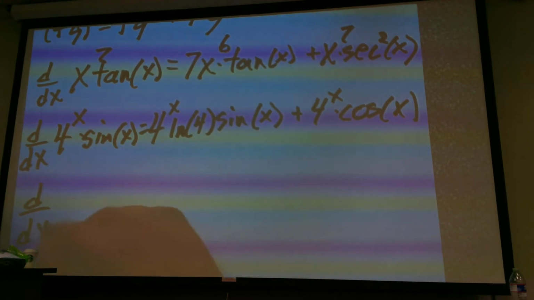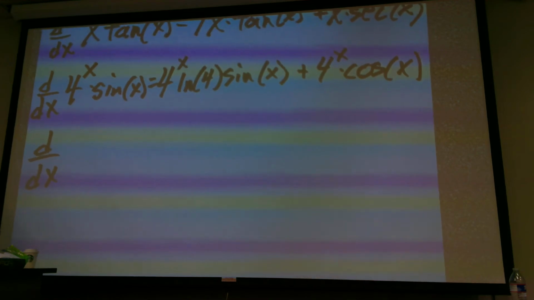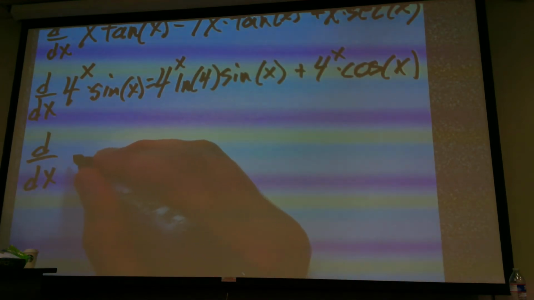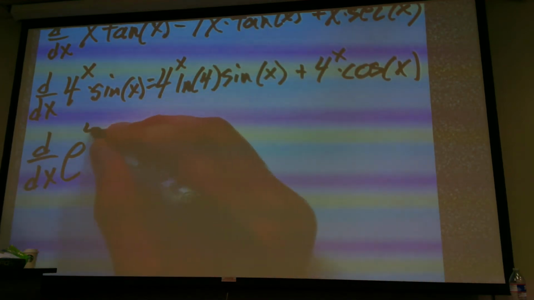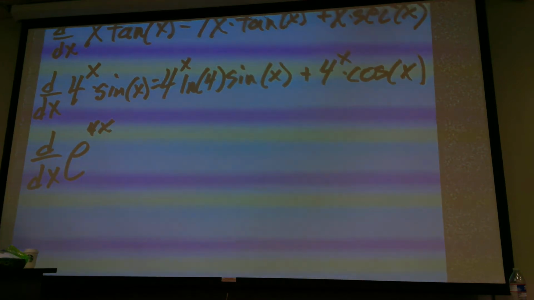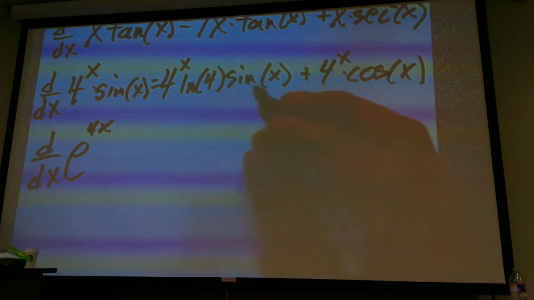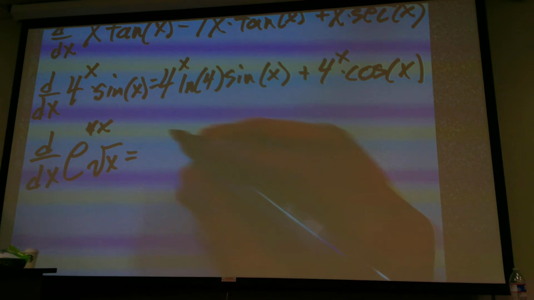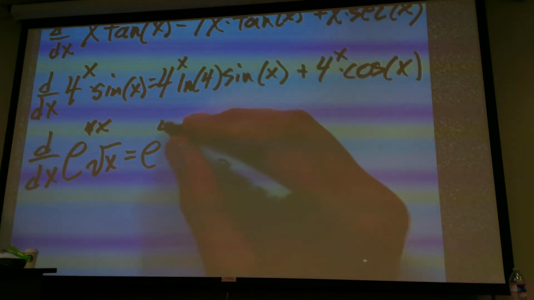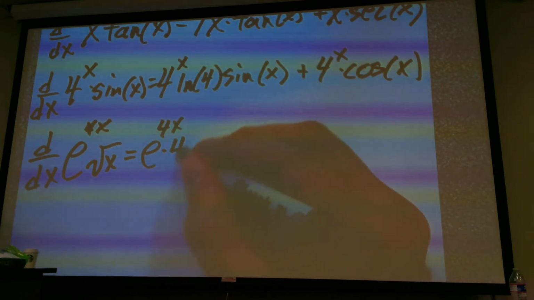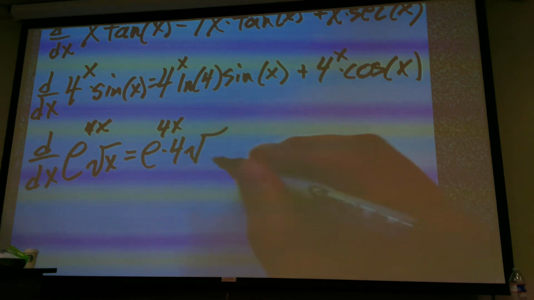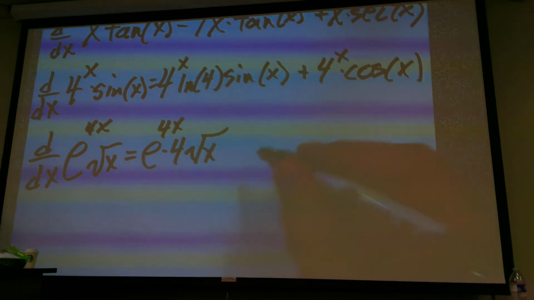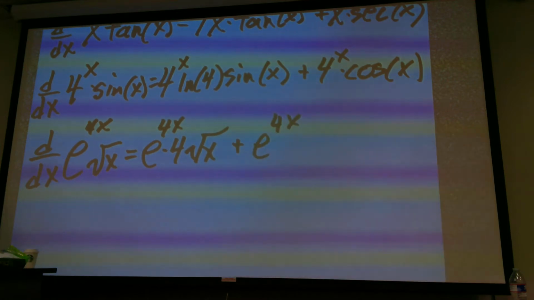Let's say we're going to take the derivative with respect to x. Let's say, I don't know, let's say e to the 4x, and then multiplied by, let's say, the square root of x. Okay. So that would be e to the 4x, multiplied by 4, and multiplied by the square root of x. Okay. Now plus e to the 4x, we're going to leave that guy alone.